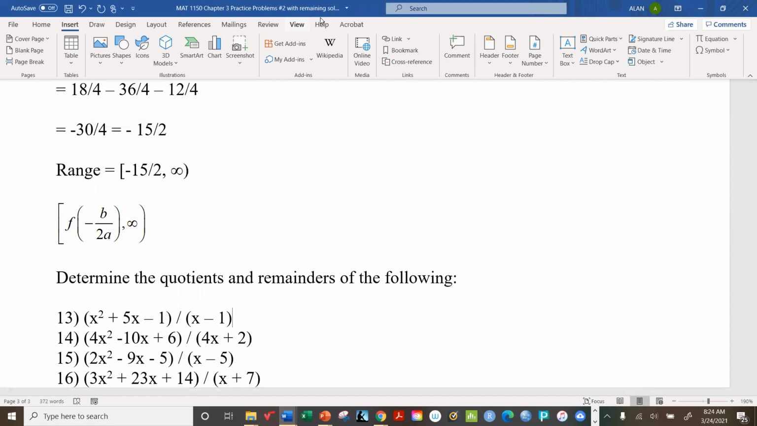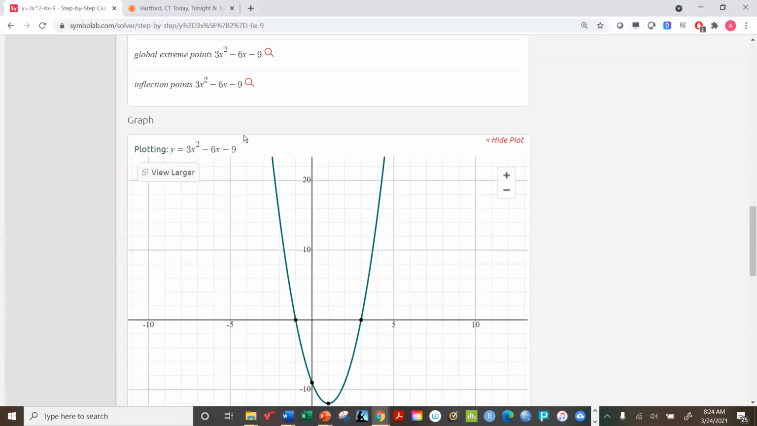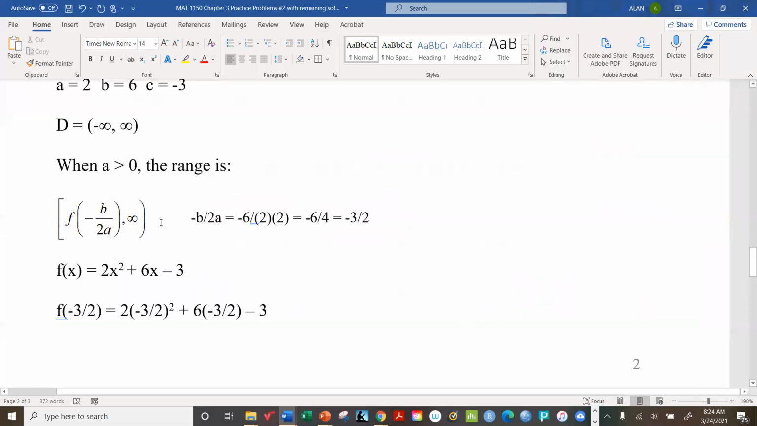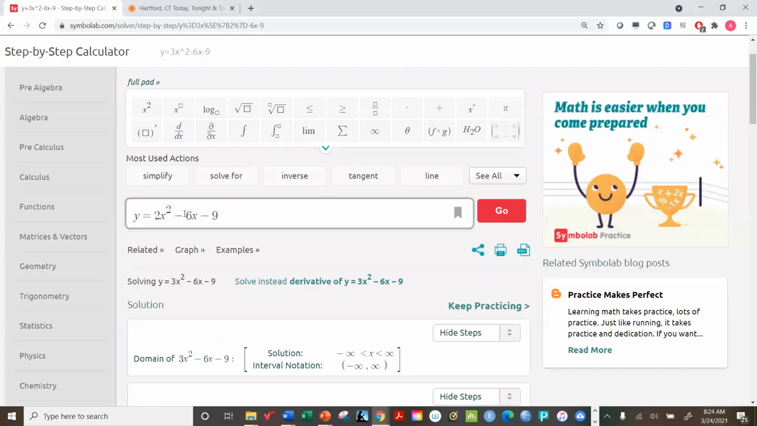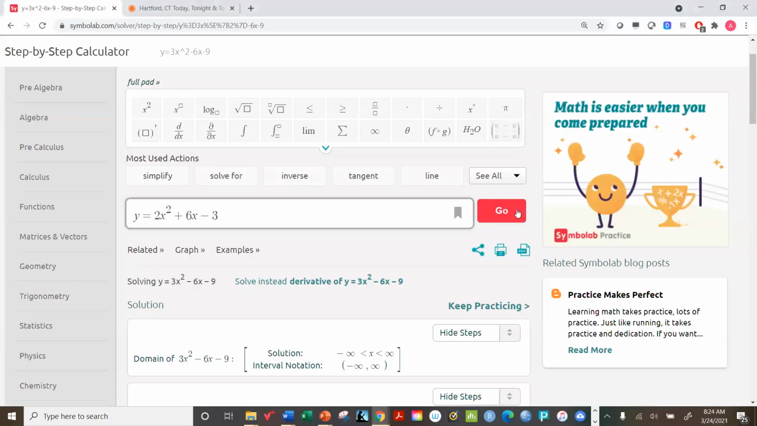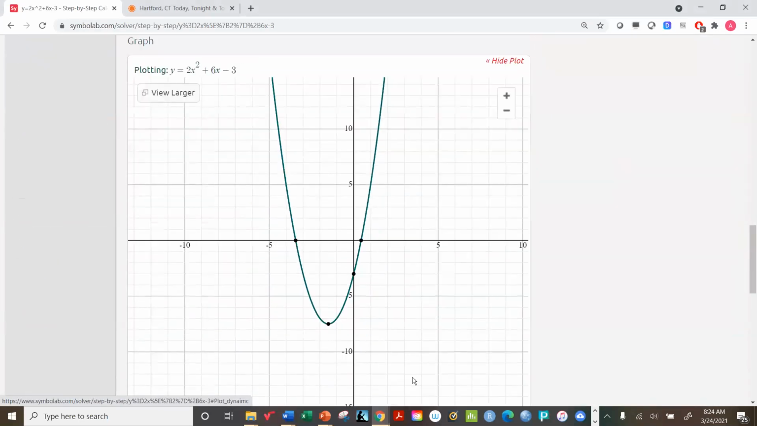Oh, I almost forgot. We're supposed to double check this with Symbolab. Let's take a look at this thing. 2x squared plus 6x minus 3. All right, beautiful. Right there, it tells us negative 15 halves is the value of y. That's the minimum point on this function. So therefore, y can never fall below negative 15 halves. So that's why our range is everything from negative 15 halves up to infinity.